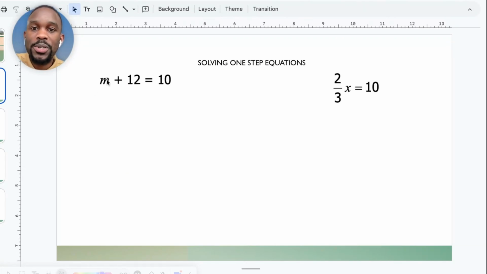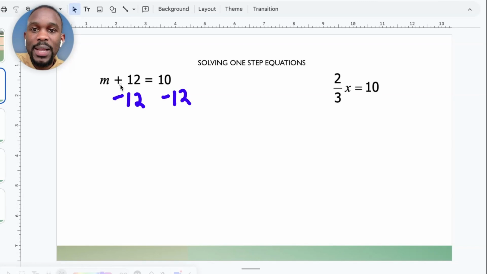So this equation is m plus 12 is equal to 10. We want to leave m alone on this side of the equation and get the value of m, right? So we use the opposite operation. Because this is plus 12, to undo the plus 12, I'm going to subtract 12 from both sides of the equation. Whatever I do to one side, I have to do to the other side of the equation, right?